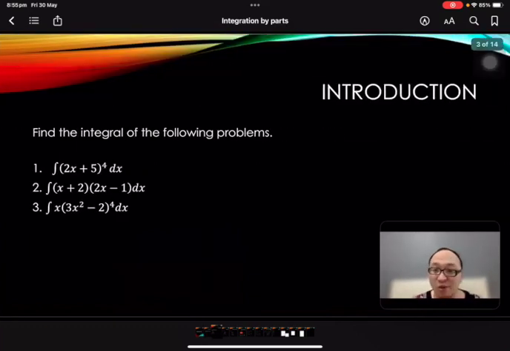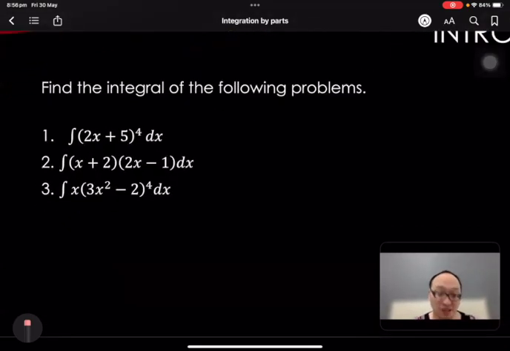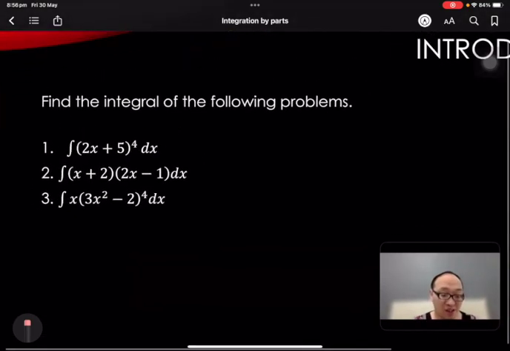Before we see what integration by parts is, I want to recall the prior knowledge about integration that you have learned before. Starting from question number 1, find the integral of the following problems. Number 1 is the integral of (2x plus 5) to the power of 4 dx.